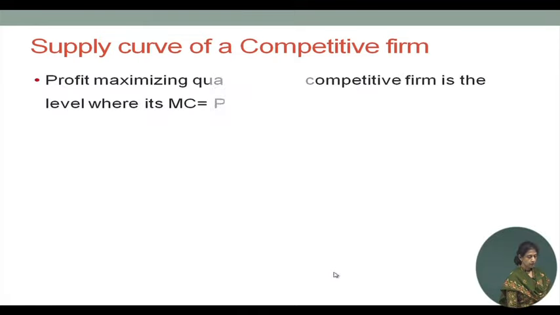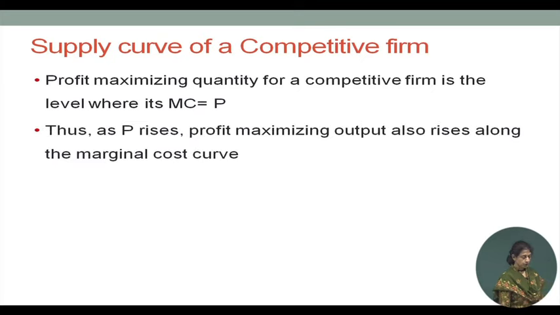Now, the supply curve of a competitive firm. Let me just walk you through the slide, then I am going to show it on the board. The profit maximizing quantity for a competitive firm is the level where its marginal cost is equal to the price. So, we saw in the earlier module that the intersection of marginal cost with price is going to determine the output that the firm would like to supply.